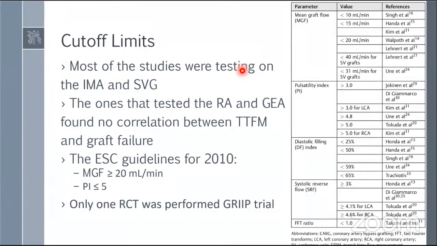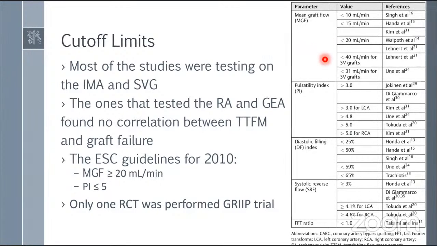The values were a cutoff limit of 20 ml or more for it to be normal, whatever the graft. And for the pulse index, it has to be 5 or less. That was what was mentioned in the 2010 guidelines. But you can see here on the table on the right, this is a table I got from a review article reviewing multiple observational studies regarding the best cutoff limits.